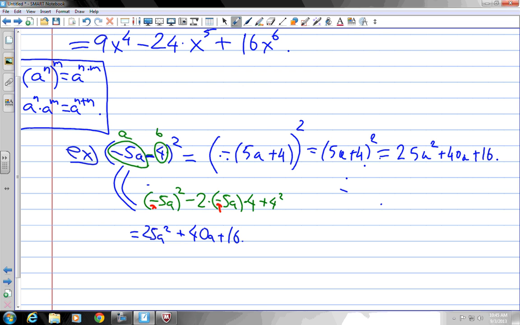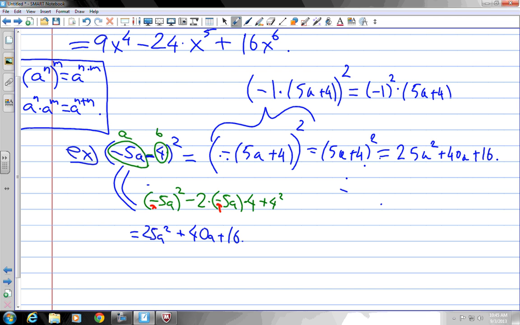Sure, because really what this step is, when I see that negative, I really think of this as negative 1 times (5a plus 4) squared like that. And by the rules of exponents, when I'm taking a product and raising it to a power, it's really raising both parts of that product to the power. So that just becomes positive. So that's what kills that.